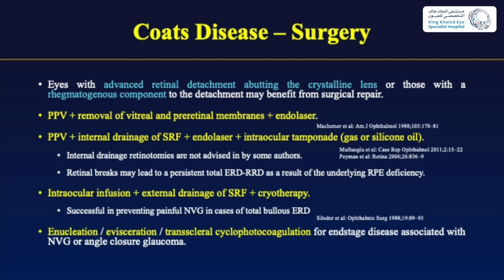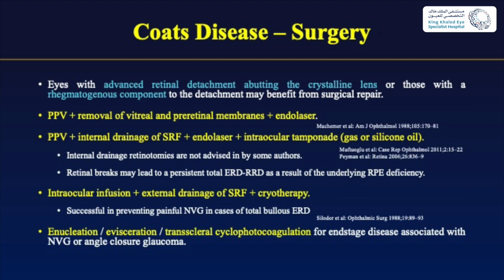Regarding the surgery in Coats disease, it should be the last resort after trying all the other options, or if the other options are ineffective. So eyes with advanced retinal detachment awaiting the crystalline lens or those with a rhegmatogenous component might benefit from the surgical repair. Many surgical techniques have been reported in the literature.